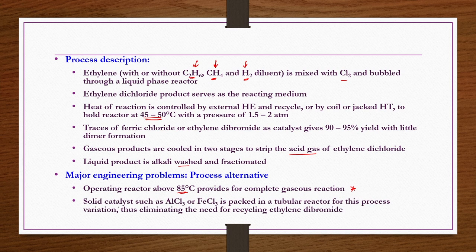The other option is that a solid catalyst such as aluminum chloride or ferric chloride is packed in a tubular reactor for this process variation, thus eliminating the need for recycling ethylene dibromide. However, if you do this, the problem is that heat control is more difficult for this modification. So it is better to go for the liquid phase reaction, because separation etc. is also easy, and you can control the temperature by applying a refrigerator and cooling the product mixture, and then sending some of the product mixture to the reactor to control the temperature of the reactor.